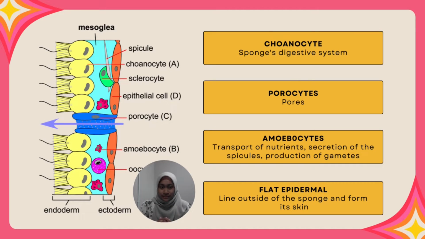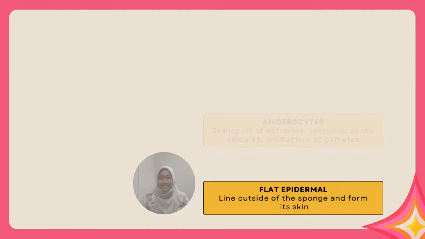Next is amoebocytes, which handle the transport of nutrients, secretion of the spicules, and production of gametes. It is located at the bottom part of the structure. And last but not least is flat epidermal, which consists of endoderm and ectoderm. The function of flat epidermal is to line the outside of the sponge, and it also forms its skin.